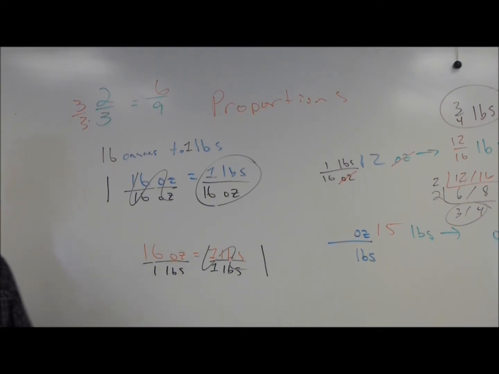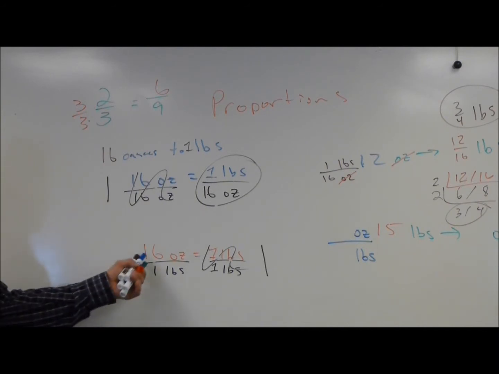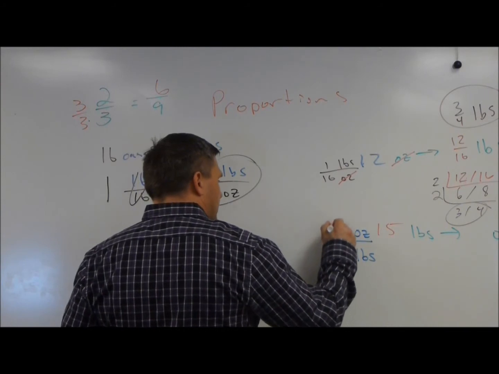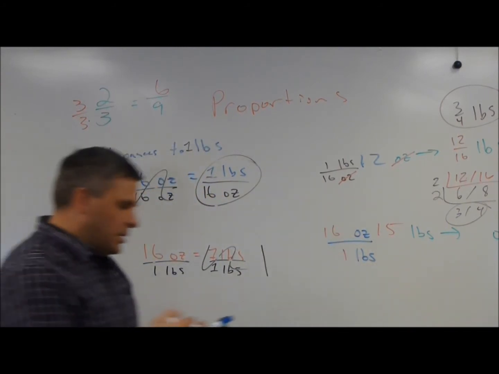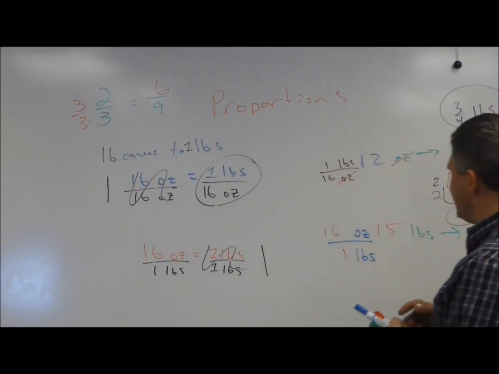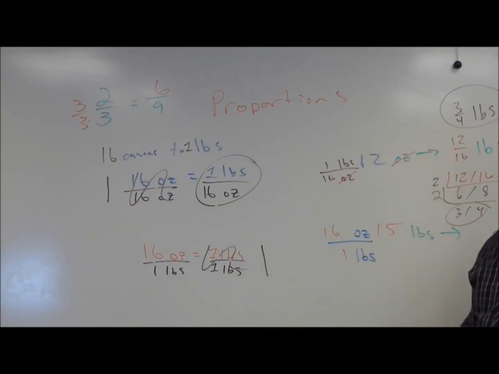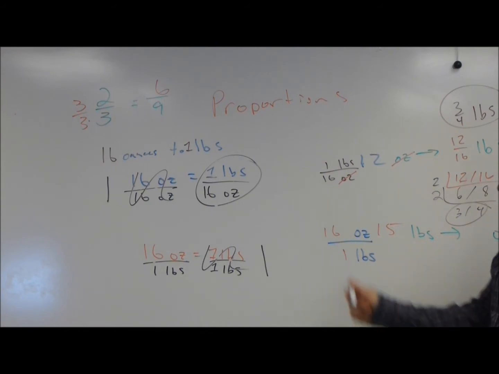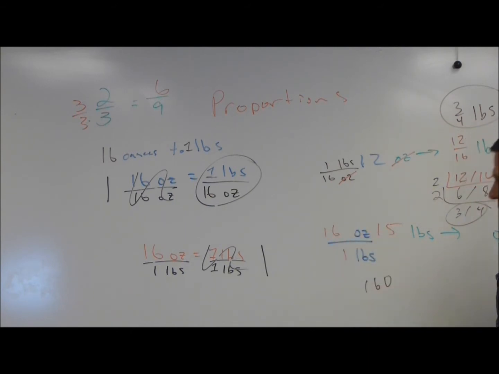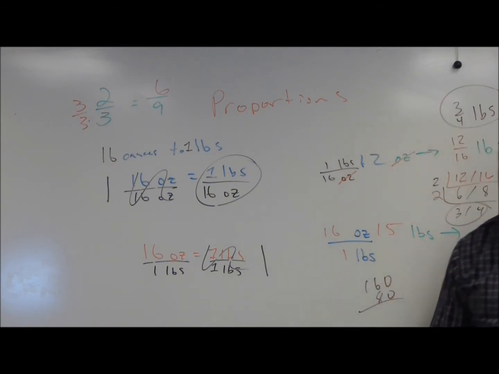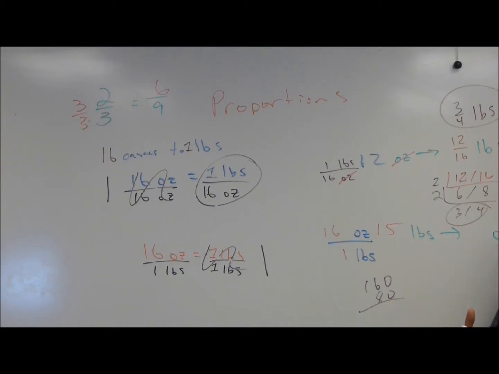Yes? For that one, can you go 16 times 15? Absolutely. Okay, because it's 16 ounces in 1 pound. And then we have 16 times 15, or I like to think of it as, I would personally do 16 times 10 and get 160, and then 5 times 16 is half of 160, or 80. Does that make sense? Because 5 is half of 10. So for me, that's the easy way to do the math.